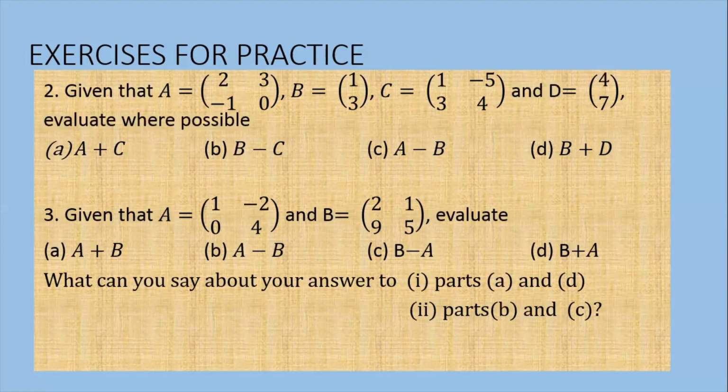Number 3, given that matrix A is equal to 1 minus 2, 0, 4, and matrix B is 2, 1, 9, 5, you are asked to evaluate part A, A plus B, part B, A minus B, part C, B minus A, and part D, B plus A. Then you are asked, what can you say about your answer to parts A and D? And secondly, B and C.